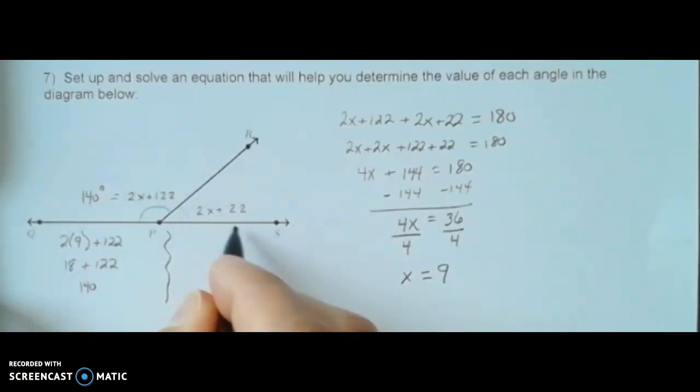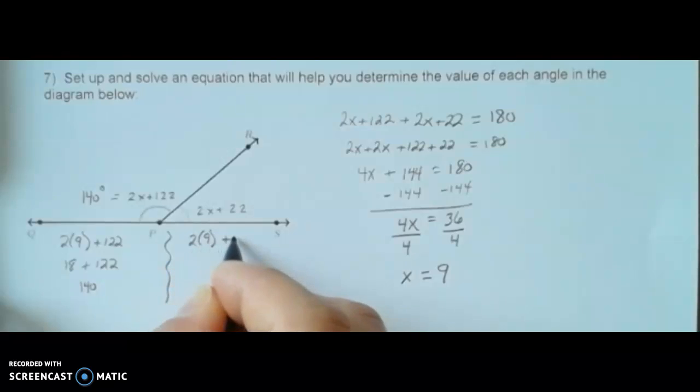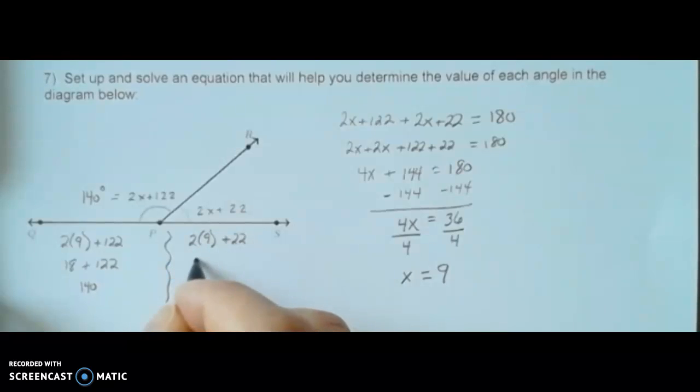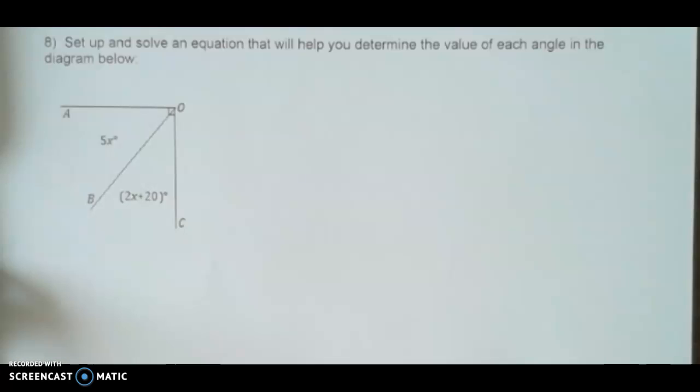Okay, and now for the other angle, 2x plus 22, again, x is 9. 2 times 9 plus 22. 2 times 9 is 18. Add 22 to that, and you get 40. So this angle here is a 40 degree angle.